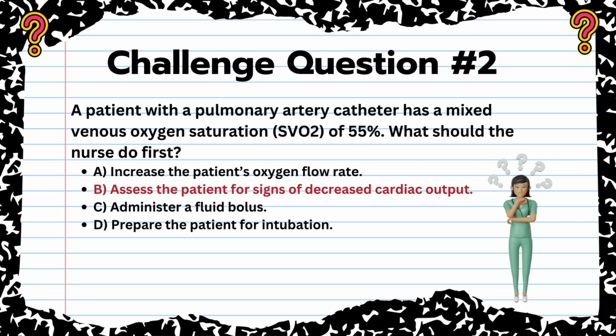So the correct answer is B. Okay, assess the patient for signs of decreased cardiac output. Why is it B? A low SvO2 indicates that tissues are extracting more oxygen than usual, remember? And that's often because of decreased cardiac output. So in this case, the priority is going to be to assess for signs of hypotension, weak pulses, and decreased urine output, okay, to make sure that it matches up, right?